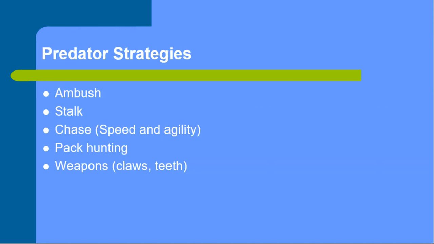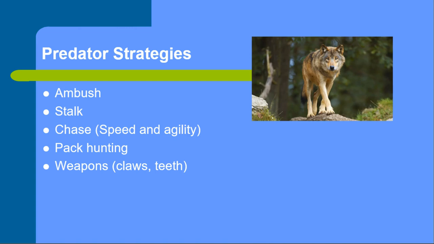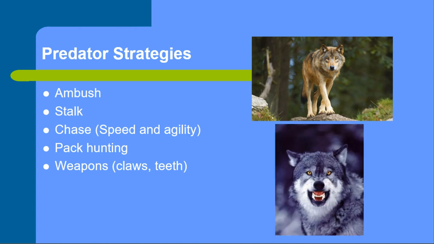So some big predator strategies are ambushing, right? You hide and wait. You can stalk. You can chase, you can do pack hunting like wolves do, and you'll also have weapons to go with those hunting strategies, right? So if you take that pack hunter, the wolf, who stalks and chases and has some pretty formidable weapons, you have quite the predator there, right?